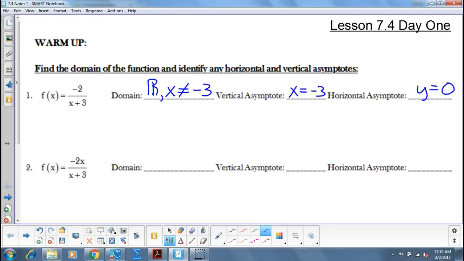Second one, domain. All real numbers but x cannot equal -3 again. Same as the first.